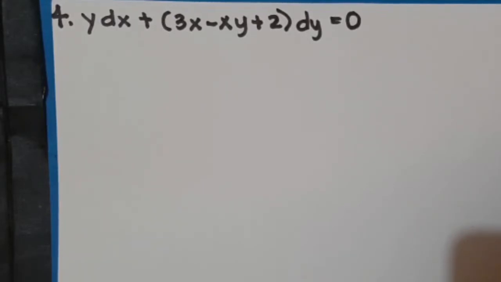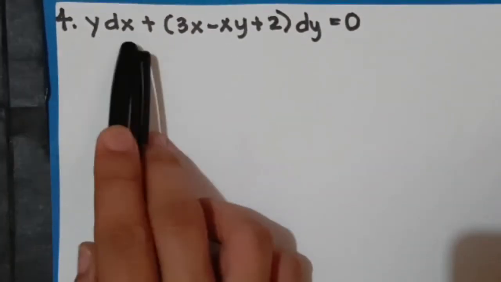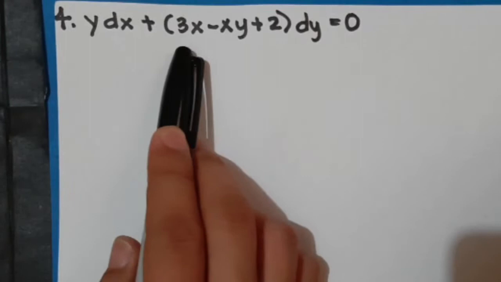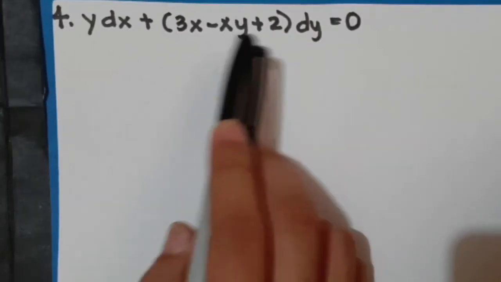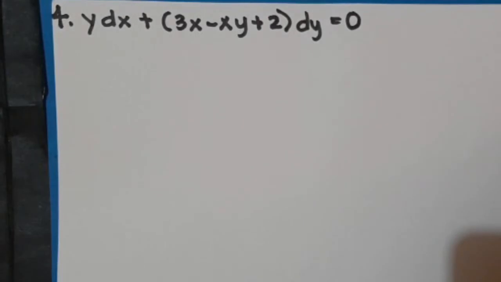This time, we will continue solving differential equations using the method for non-exact differential equations. For our fourth example, we have the equation y dx plus (3x minus xy plus 2) dy. And hinahanap natin dito ay general solution.